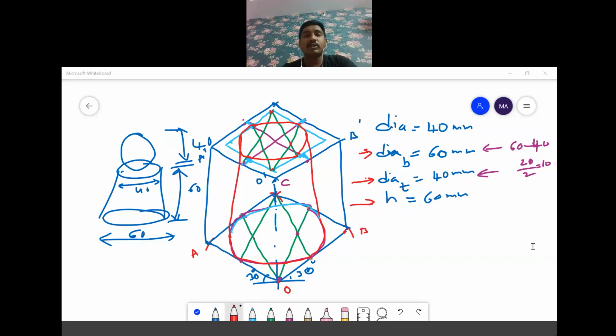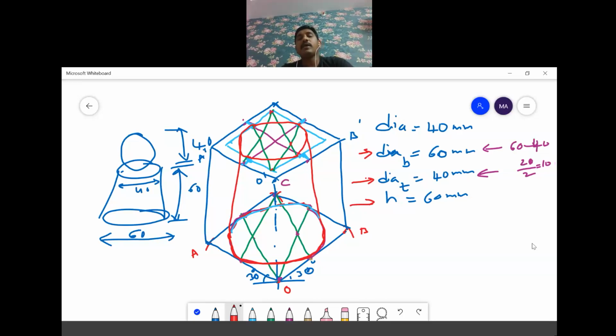Is it clear? Only the top circle, the sides, and the lines joining the top and bottom circle should be dark. This half circle should be dark. This one will be in a dotted line. It is an invisible part which is at the back side, so it should be in a dotted line. Is it clear? It is an invisible part. It should be in a dotted line. Is it clear?